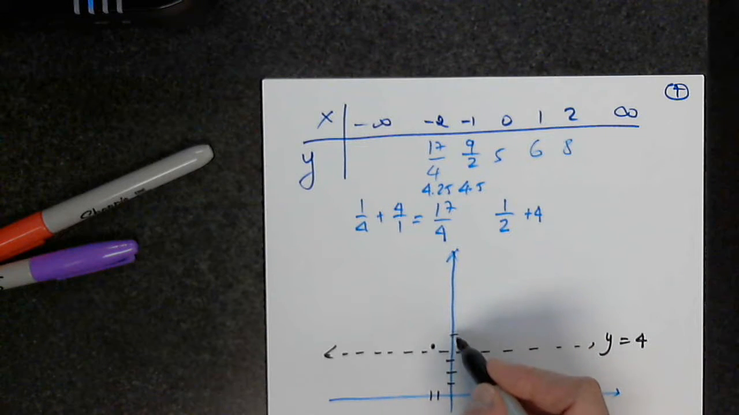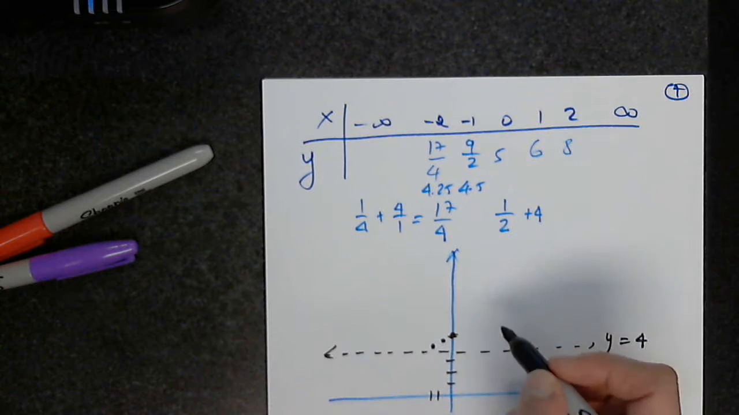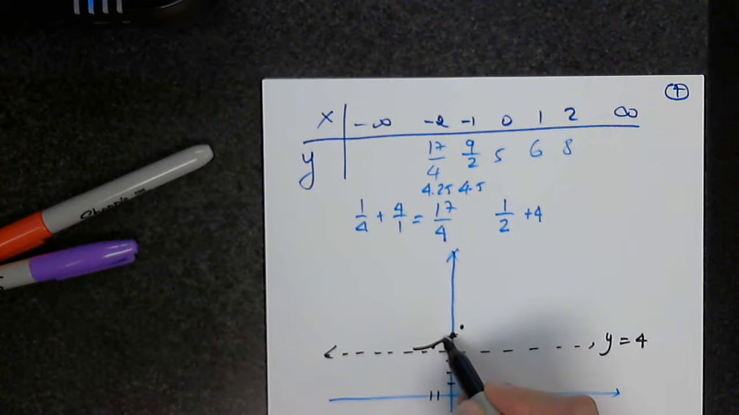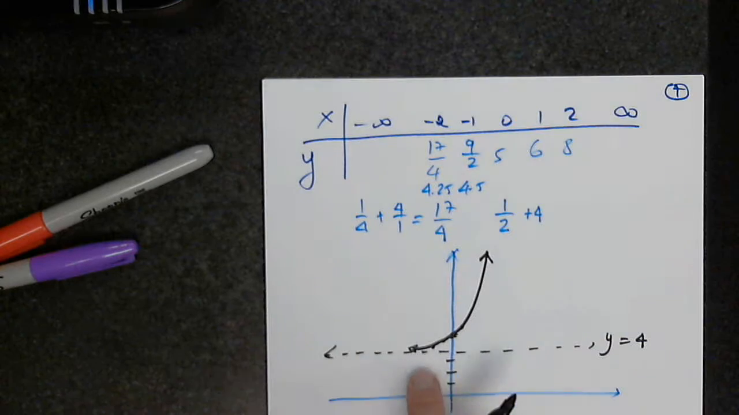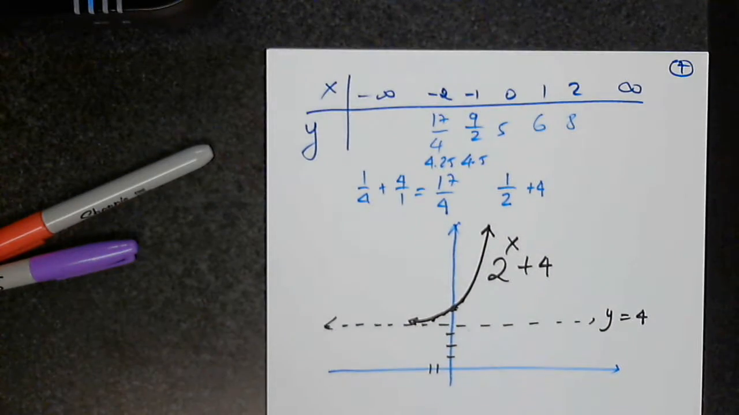So -2, 4.25. -1, 4.5. And 0 is 5. And 1 is 6. And here's the graph. It does not touch this line, 2 to the x plus 4. Very good.